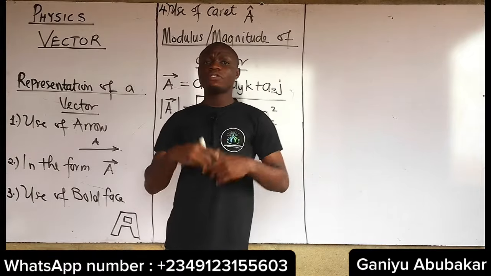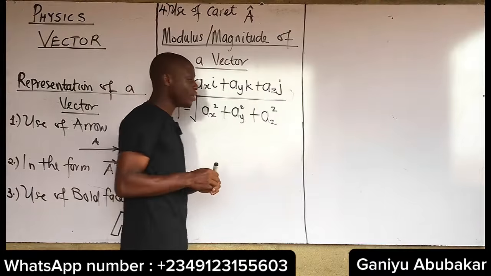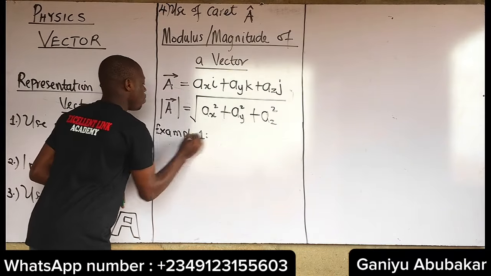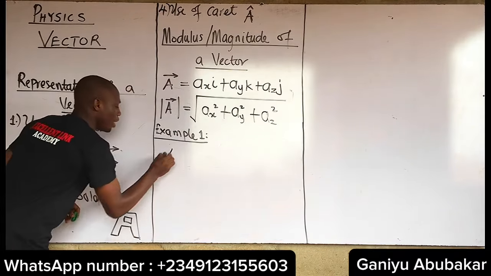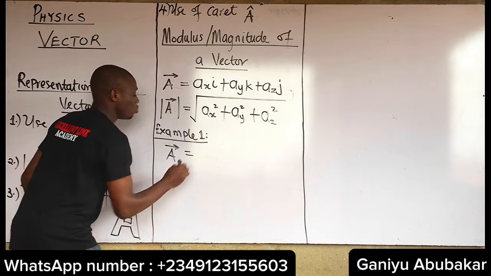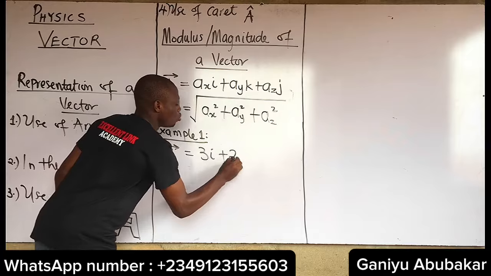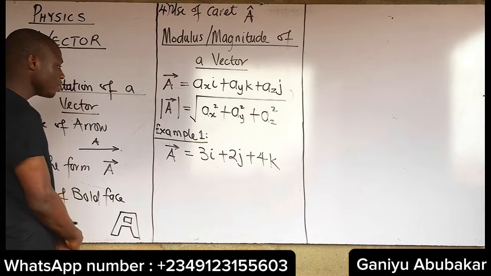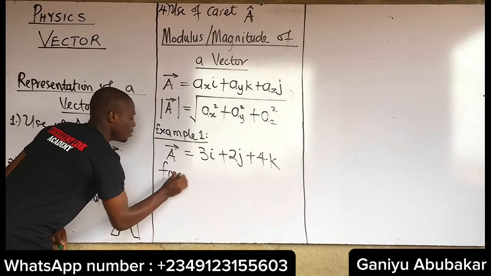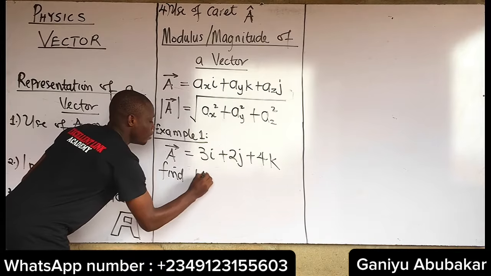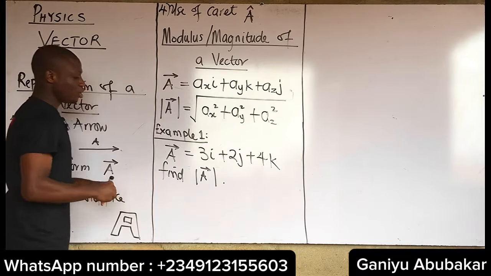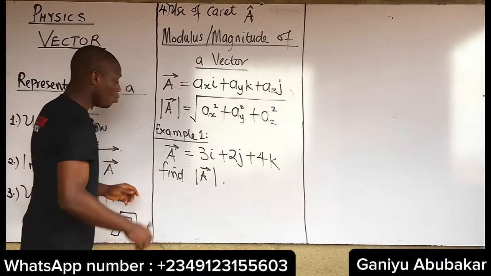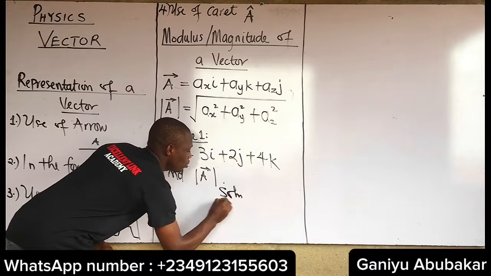Let's use this idea to solve several examples and see how it works. Example 1. Let's say I have a vector A equal to 3i plus 2j plus 4k, and I'm told to find the modulus, or perhaps the magnitude, of vector A.